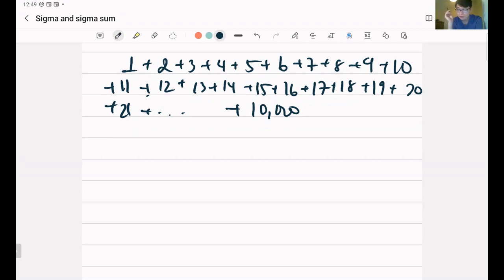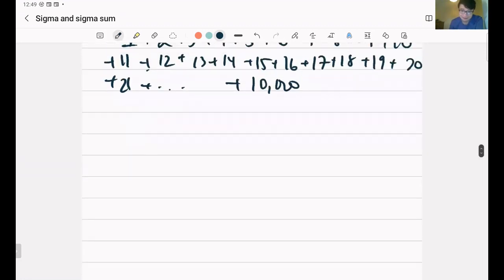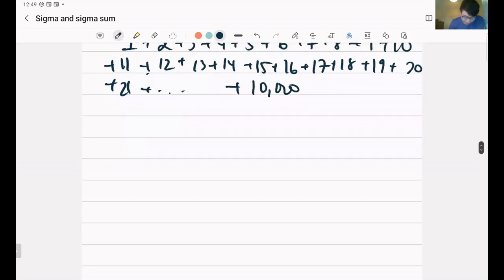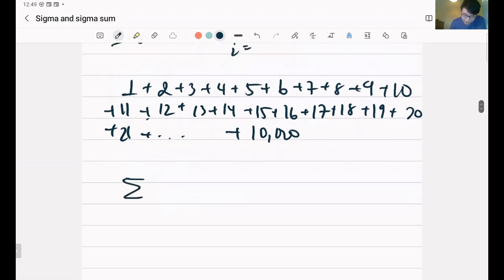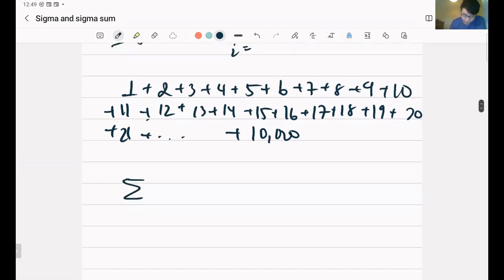So how can I represent this in sigma form? Let's write out the sigma first. As I was saying, we have an index. Let's make it beautiful, like this. We need an index. I usually label it i, but you can label it anything, like A, B, C, D, whatever you want. So I label i as an index.